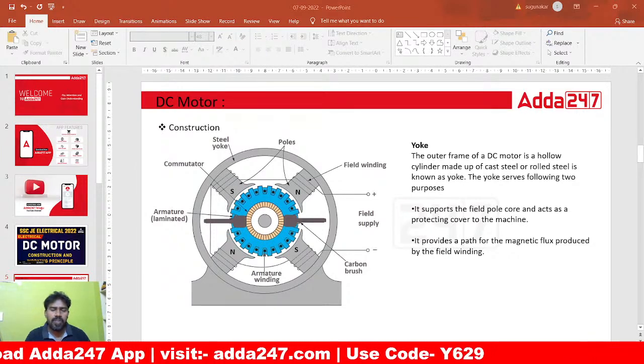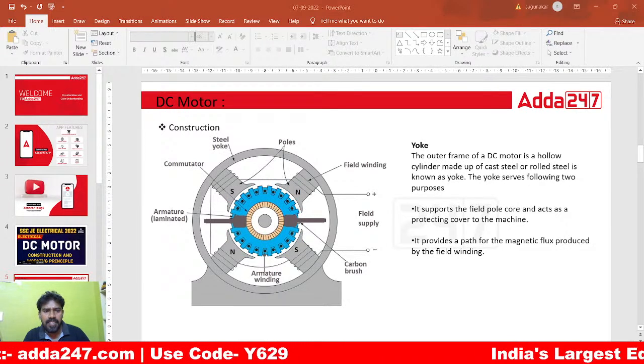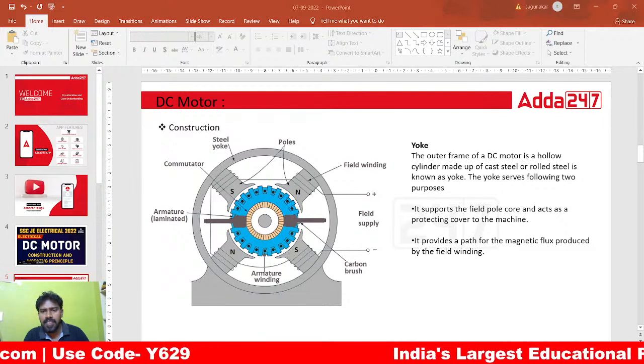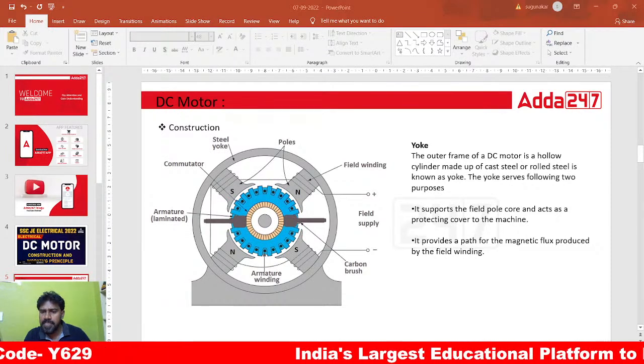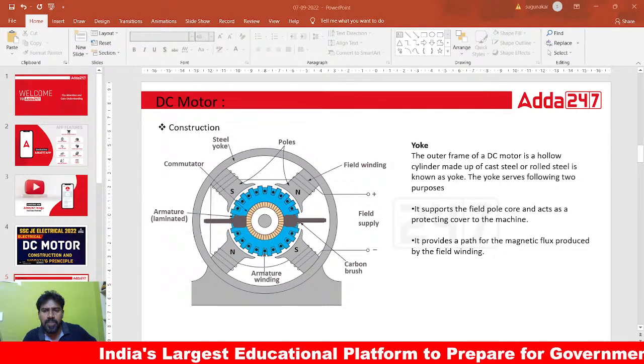So today we are going to discuss electrical, SSC JE, DC motors.